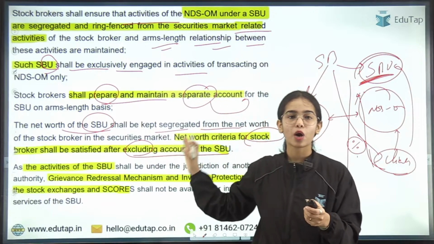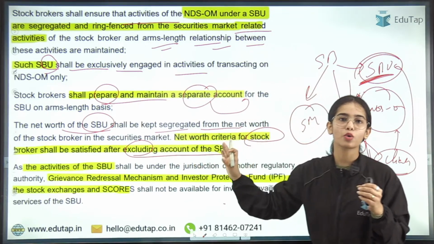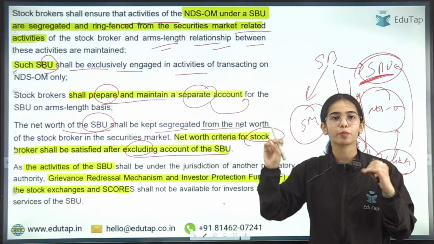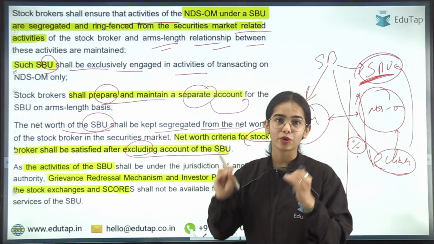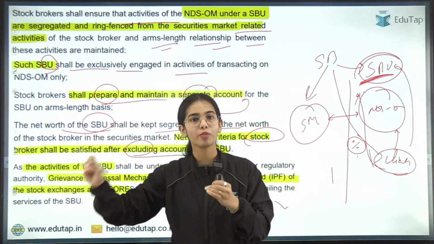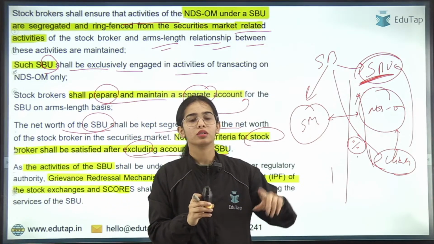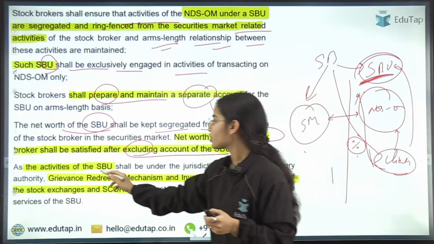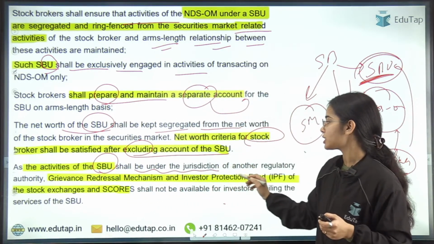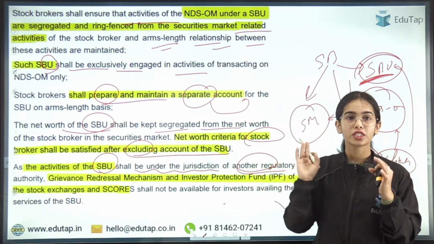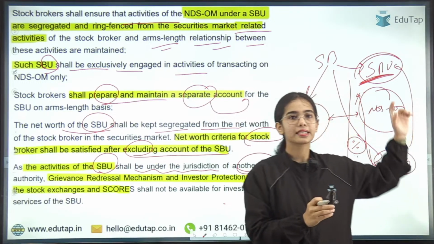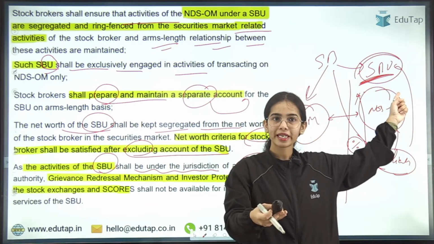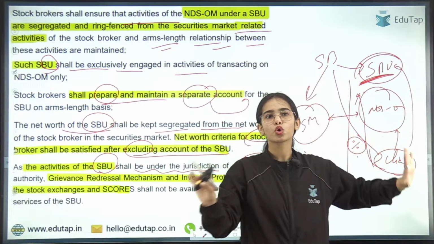Okay, so the accounts of the SBU, the separate business unit, have to be kept separate. The profits or the losses that you are making on the NDS-OM platform should not be shown in the main account. That is the idea. Okay, very good. The activities of the separate business unit shall be under the jurisdiction of another regulator. So simply SEBI has said that the activity you are doing under the SBU will be under RBI regulation. SEBI has no role in it.